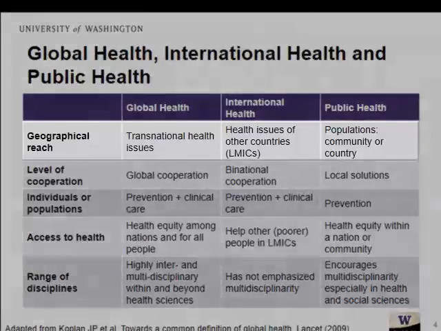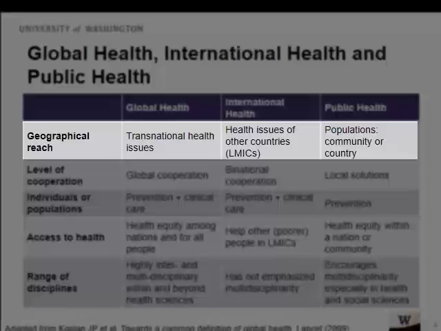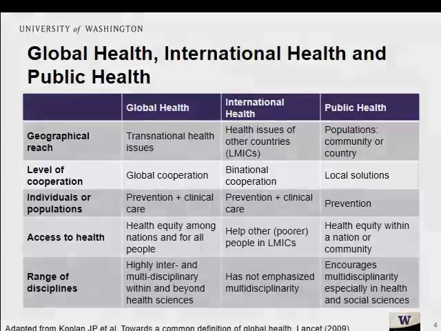And there are 5 different attributes. The first one is geographical reach. Global health is transnational in nature. International health is usually bilateral, with one country helping another. And public health involves populations. And these populations can range in size from the entire globe, or a classroom of individuals who get a disease like the flu. So public health is about populations.